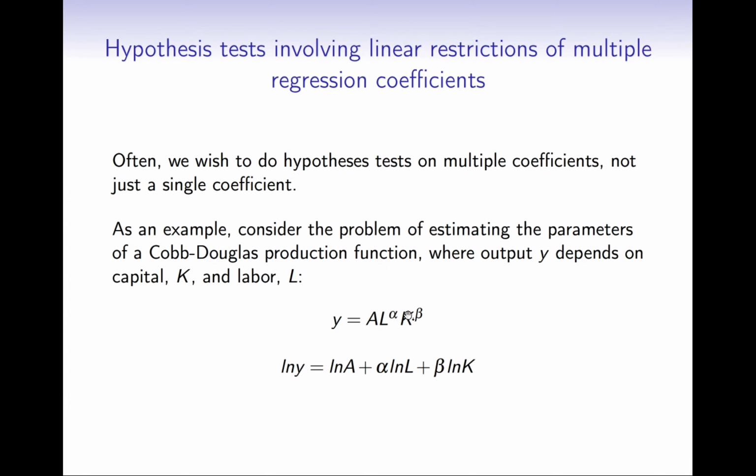But we might want to do different types of tests. So for example, suppose we have a Cobb-Douglas production function model. So output is equal to some alpha. Alpha is like a technology parameter. This is A, this is labor, and this is capital. And one hypothesis that's interesting to test is if alpha plus beta equals 1, because that's the case of no returns to scale.